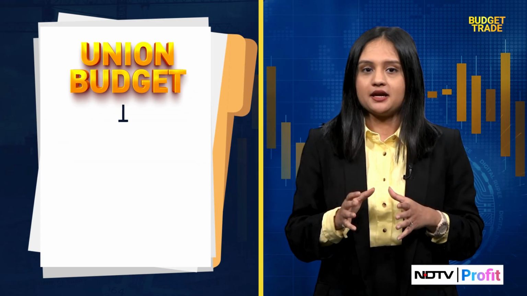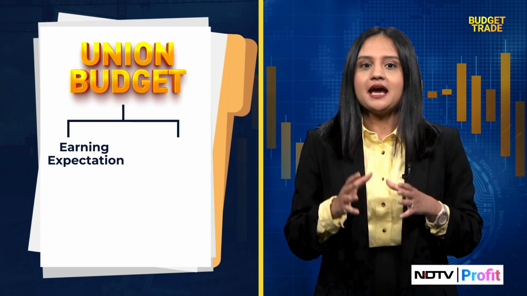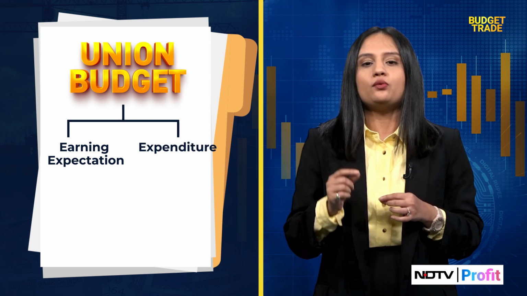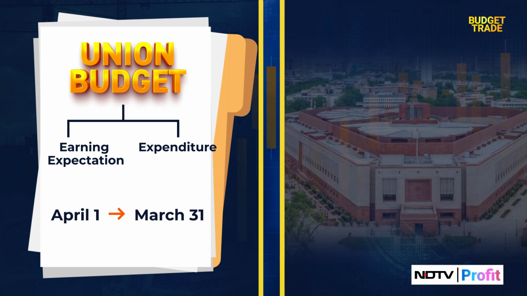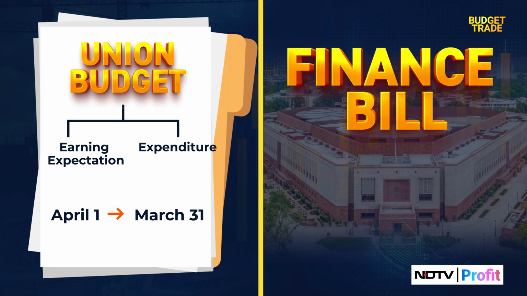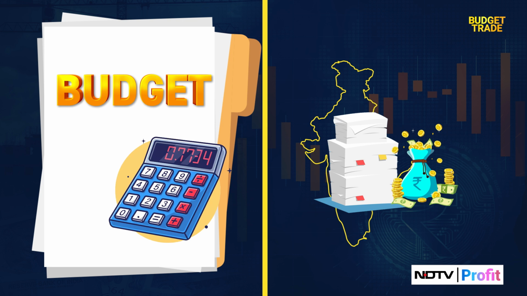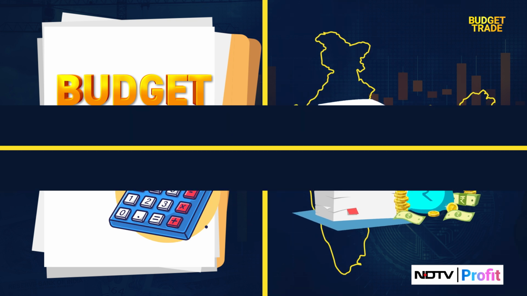First up, we have the Union Budget. This is basically the Indian government's yearly financial plan. It details how much money the government expects to earn and how it plans to spend it over the financial year, which runs from April 1st to 31st March. When the Finance Minister presents this plan in the Parliament, it's called the Finance Bill. Think of it like a household budget, but on a much larger scale.